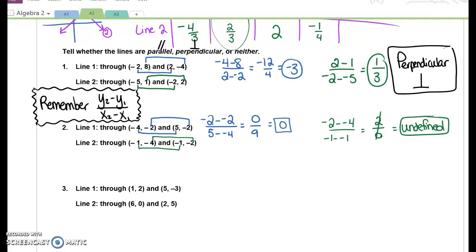We need to think about what do these slopes mean. So line 1 has a slope of 0. A slope of 0 means it's a horizontal line. An undefined slope, what type of line is that? A vertical line. Now that you see them, are they parallel, perpendicular, or neither? They are perpendicular. A horizontal and a vertical line will create a perpendicular situation. So these are perpendicular.